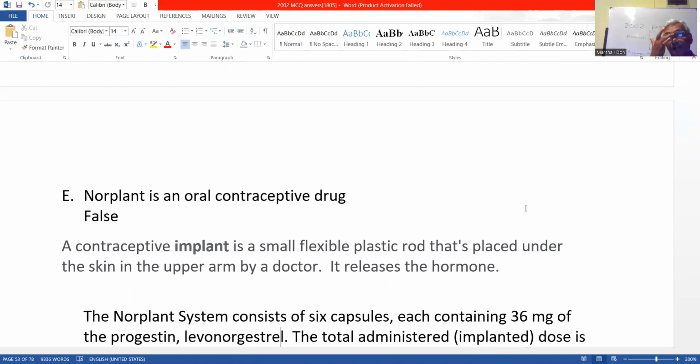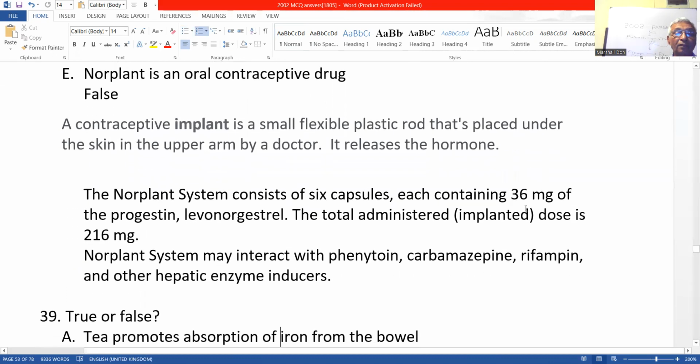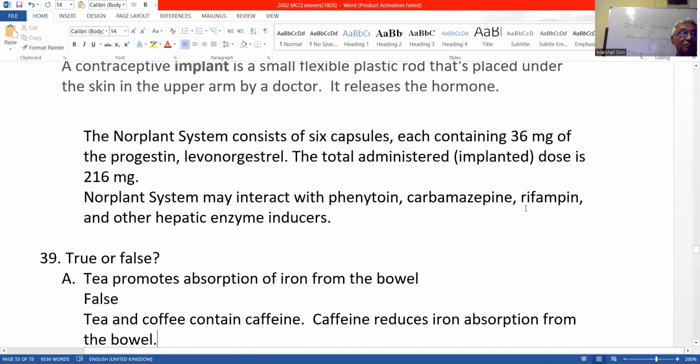Implant is not an oral contraceptive. It is a device placed under the skin. This implant has 6 capsules, 36 milligrams of progestin, levonorgestrel in each. Total dose is 216 milligrams. Slow release.